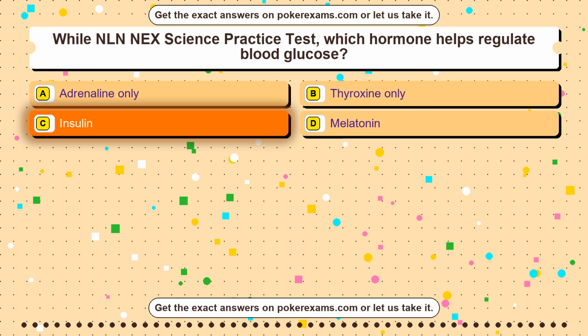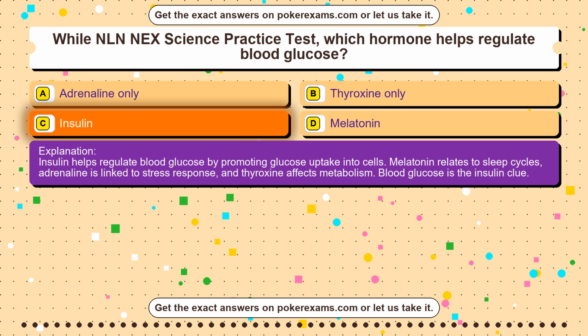Gravity pulls objects toward Earth. Friction resists motion, magnetism acts between magnetic materials, and static electricity involves electric charges. The downward pull clue identifies gravity.